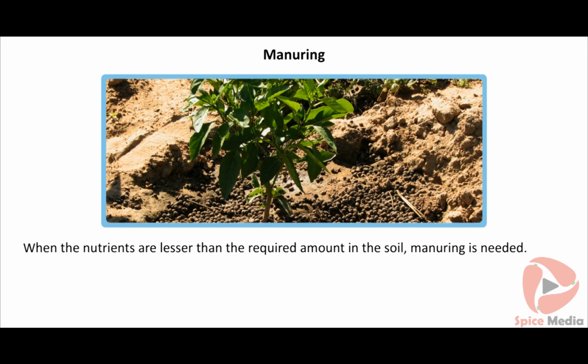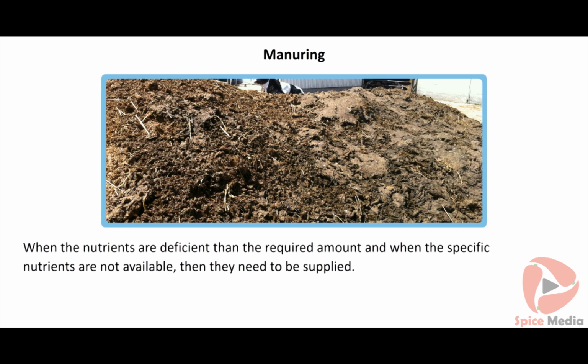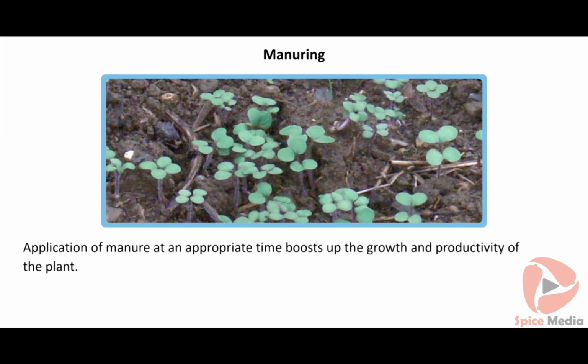Roots absorb nutrients from the soil. When the nutrients are deficient than the required amount and when the specific nutrients are not available, then they need to be supplied. Application of manure at an appropriate time boosts up the growth and productivity of the plant.